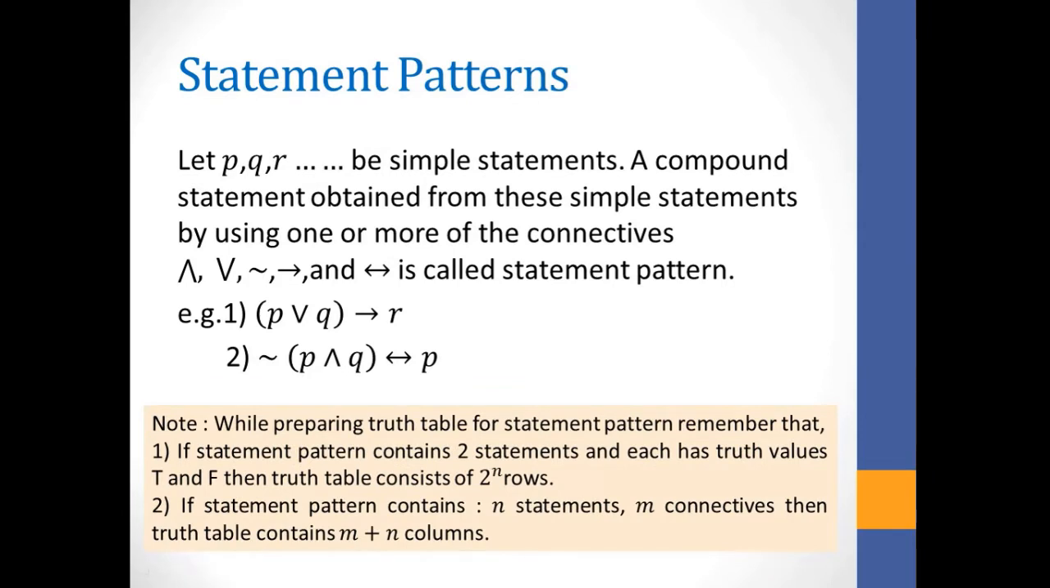Now note that while preparing the truth table for a statement pattern, remember, number 1, if the statement pattern contains n statements and each has truth values T and F, then the truth table consists of 2 raised to n rows. And second, if the statement pattern contains n statements and m connectives, then the truth table contains m plus n columns. That will be more clear whenever you prepare the truth table for various statement patterns.